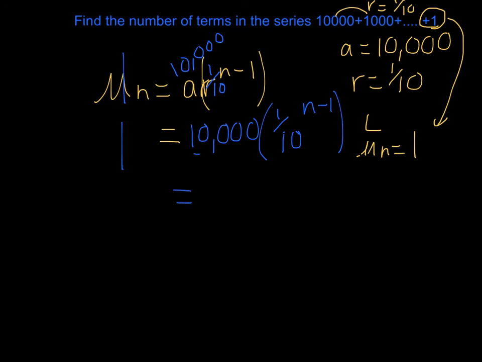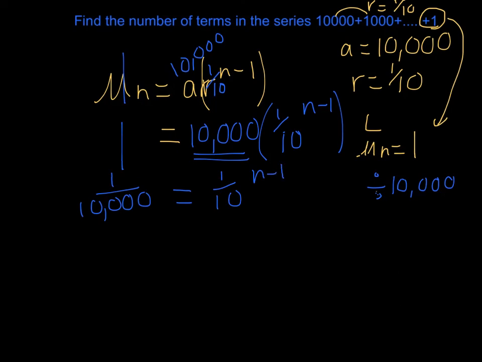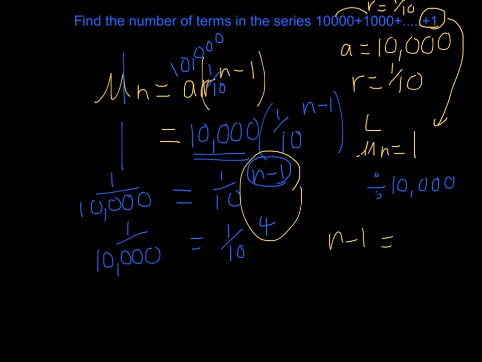Okay, so the first thing we're going to do is divide by 10,000. So 1 over 10,000 is 1/10 to the power of n minus 1. Okay, a bit of trial and error, or you could do logs if you know about logs. A bit of trial and error says that actually this is to the power of 4. So 1/10 to the power of 4 equals that. And therefore, let's have a bit of a think. n minus 1 must equal 4. So I reckon n is 5. So the number of terms in the series, there are 5 terms.